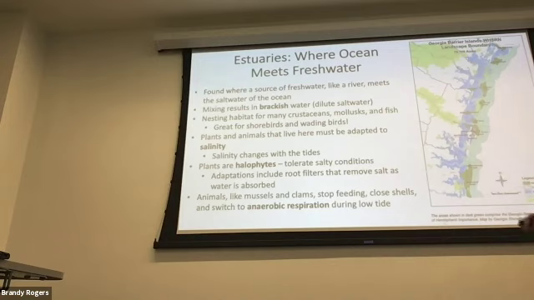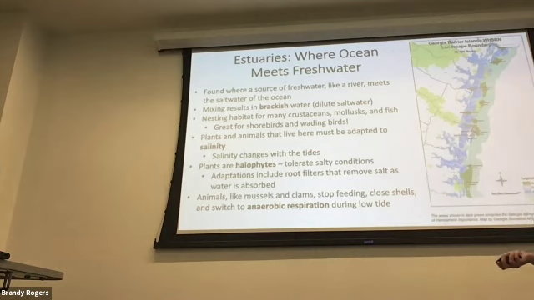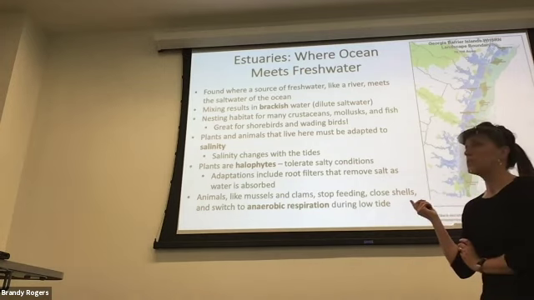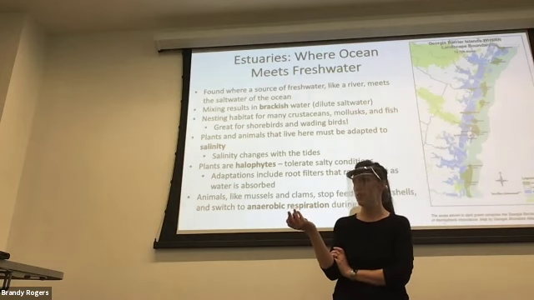But plants and animals that live there have to be adapted to salinity. What is salinity? Do you guys know what saline means? Salt, I mean, it's salty. Yeah, so salinity just means degree of saltiness, how much solute is dissolved in that water, and salinity changes with the tides. So again, an estuary habitat is really similar to an intertidal type habitat because you have those tides that come in and they come out.